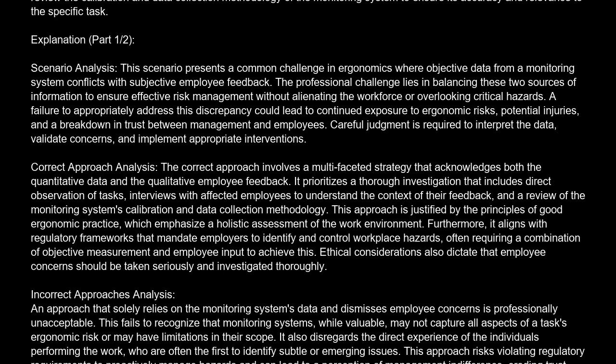Incorrect approach analysis. An approach that solely relies on the monitoring system's data and dismisses employee concerns is professionally unacceptable. This fails to recognize that monitoring systems, while valuable, may not capture all aspects of a task's ergonomic risk or may have limitations in their scope. It also disregards the direct experience of the individuals performing the work, who are often the first to identify subtle or emerging issues. This approach risks violating regulatory requirements to proactively manage hazards and can lead to a perception of management indifference, eroding trust and potentially leading to underreporting of future issues.